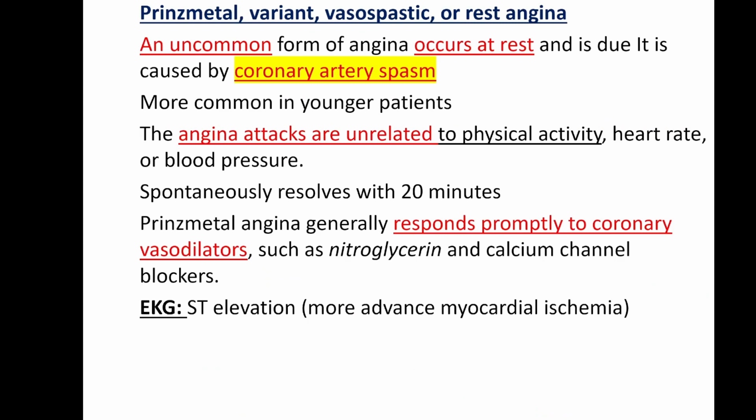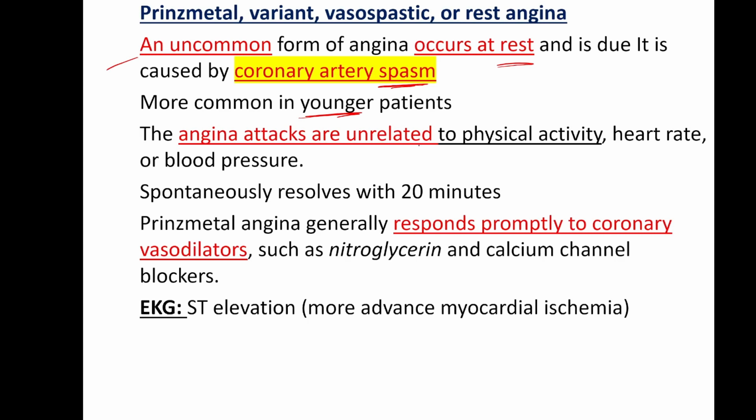Okay. Regarding Prinzmetal variant, vasospastic or rest angina, it is an uncommon form of angina that occurs at rest. So we have two anginas that occur at rest: unstable angina occurs at rest, and Prinzmetal vasospastic angina occurs at rest. What happens here? The coronary arteries suffer from spasm. So we have spasm of the coronary arteries, most commonly in younger patients.